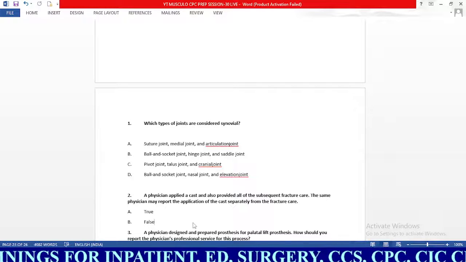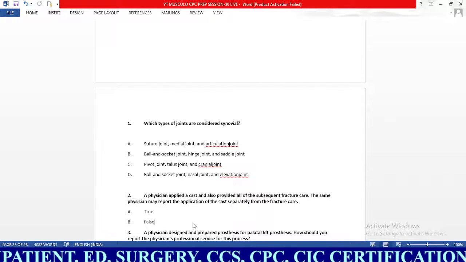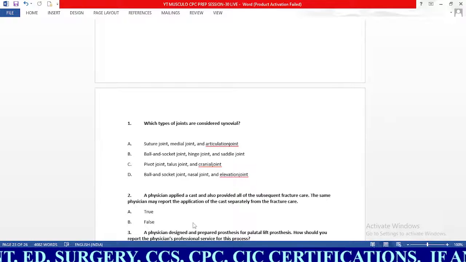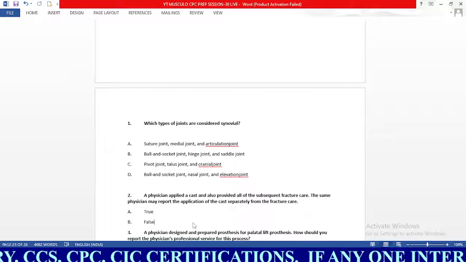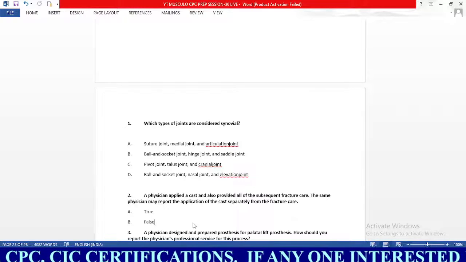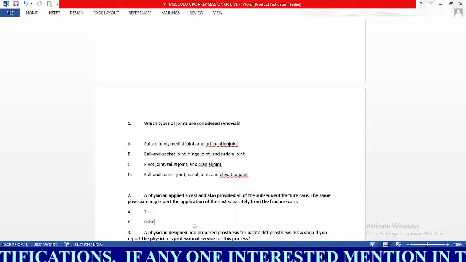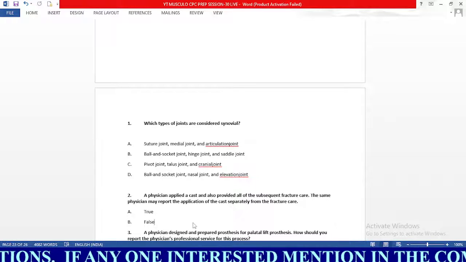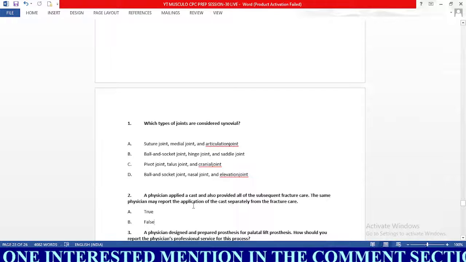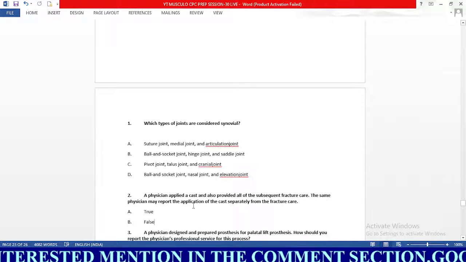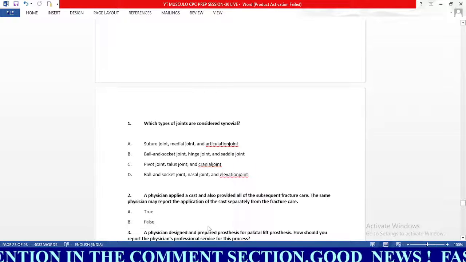Thank you, Sarika. No, Sarika, it is answer B, false. You need to remember here that initial cast application is included with fracture care. So the physician can't code the cast application during the initial encounter. So here our answer is B, false. Along with fracture care, the physician can't code casting application. Try to remember this one. Answer is B here.